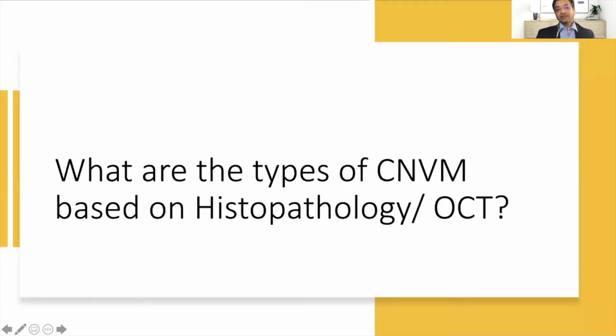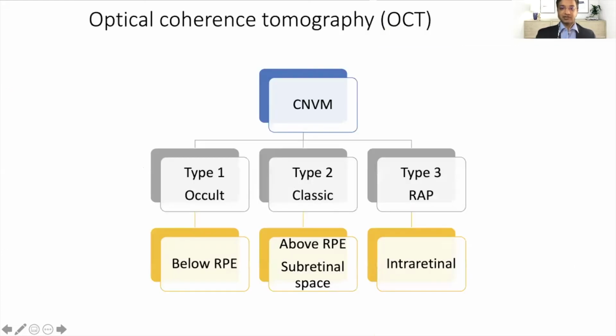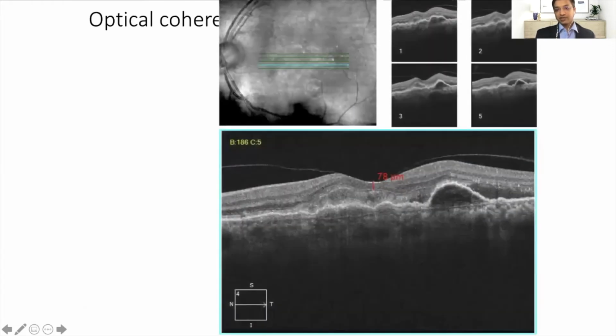So, what are the types of CNVM based on OCT, which is like histopathology? The important landmark in classifying CNVMs on OCT is the RPE line. If the CNVM is below the RPE, as in this case, you can see most of the CNVM is under the RPE, it's called a type 1 CNVM.